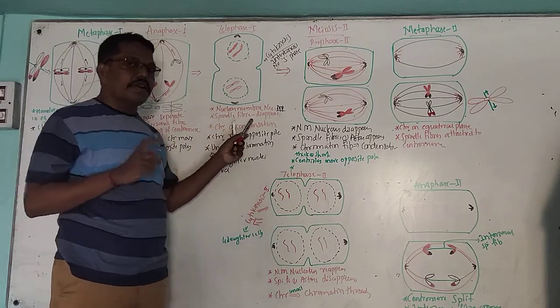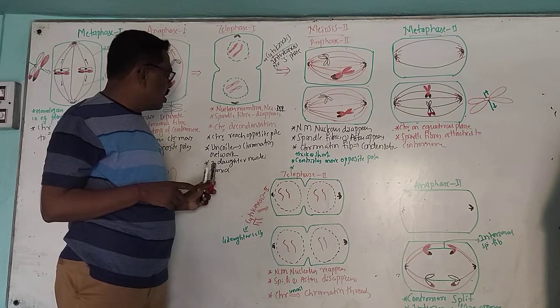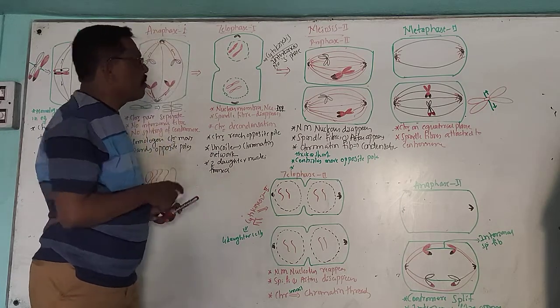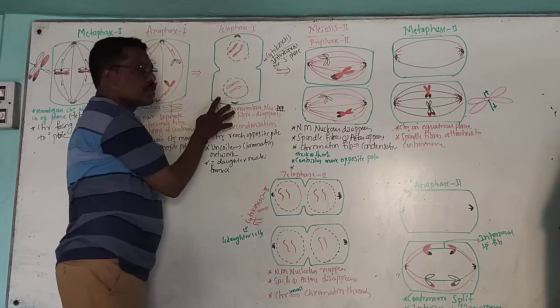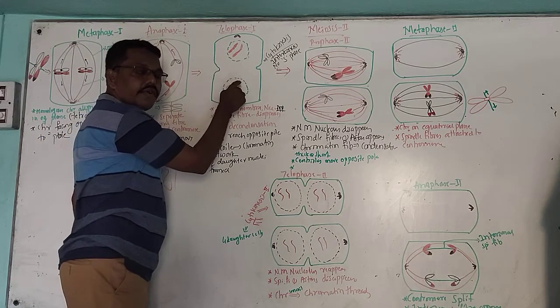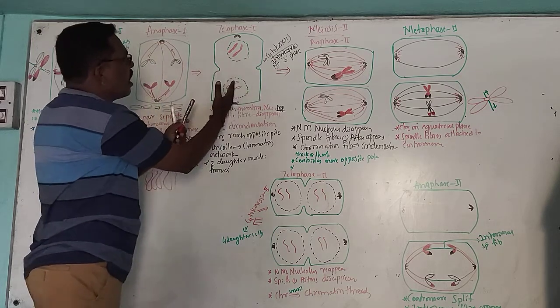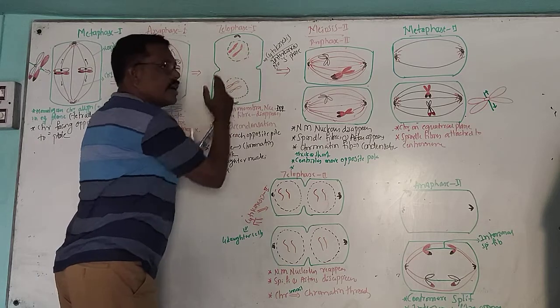Then the spindle fibers disappear; here we can't see them. Two daughter nuclei will be formed. Here you will get one in telophase first. The two daughter nuclei have what? A network of chromatin threads in telophase. Then after telophase, it can undergo what?